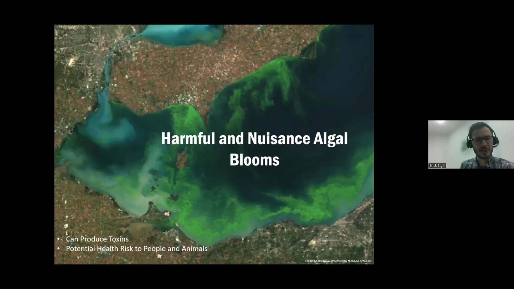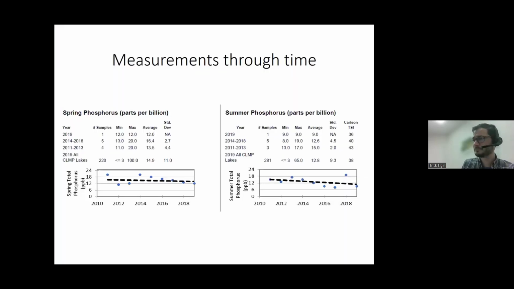And these algae can proliferate due to the large amount of nutrients in the water, including phosphorus. We still have a lot to learn about why they produce toxins and when they produce toxins, but that's something that's on our minds. Measurements through time are important.